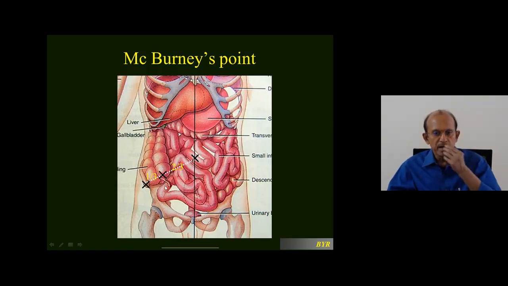Its tip may be in various positions. It may be behind the cecum. It may be to the right of the cecum. It may be to the left of the cecum. It may be down towards the pelvis. So whatever may be the position of the appendix, its base is always constant at McBurney's point.